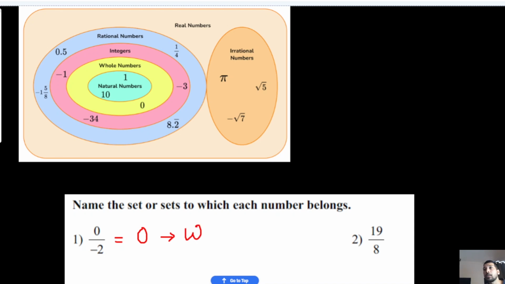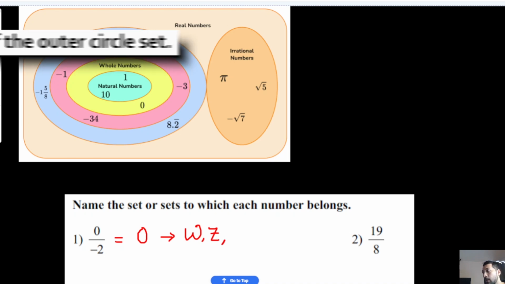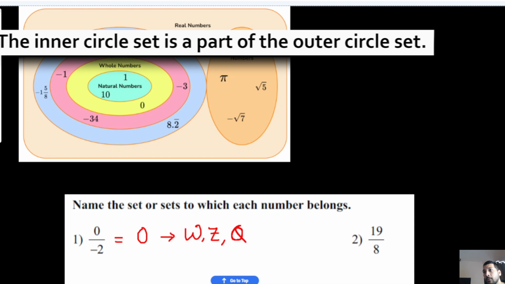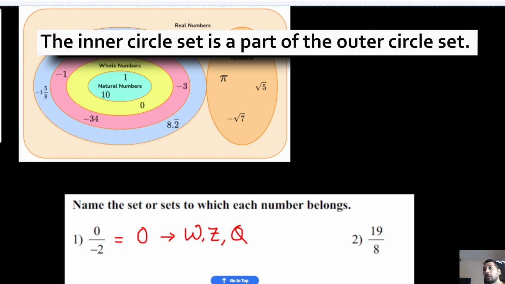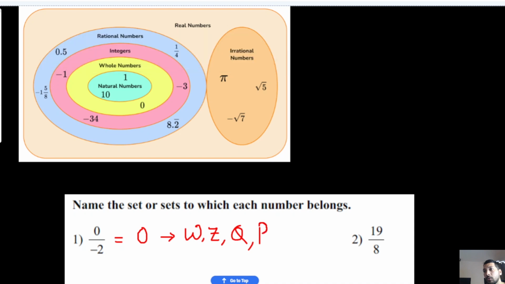And then this whole number is also a part of integers. So we have Z over here for the integers. Then these integers are a part of rational numbers. So we have Q over here. And this rational number is a part of real numbers. So we have R over here to represent the real numbers.